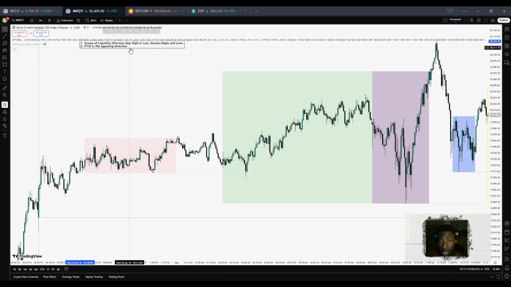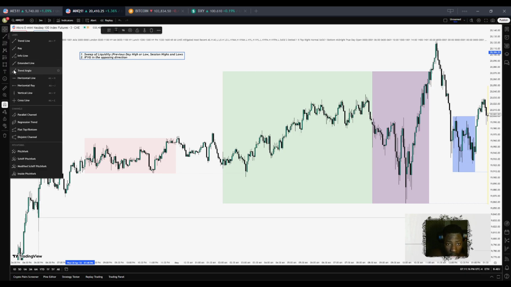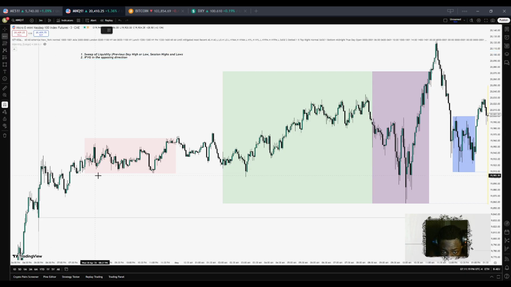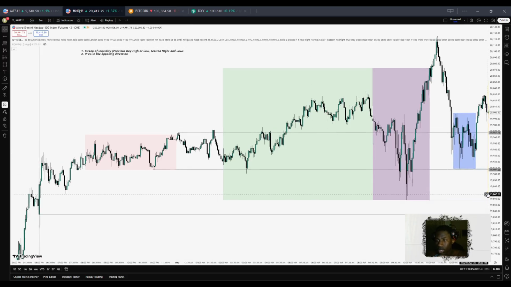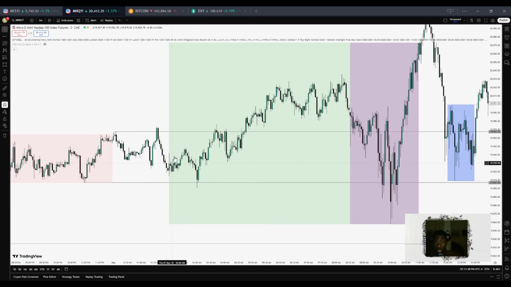So checklist one is previous day high or low sweep, or session highs or lows. Right here I'm gonna look at my Asia low, which is right here. I'm gonna mark it so you can see it. That's gonna be our Asia low, and this is gonna be our Asia high, with a bit of equal highs. Then we come into London consolidation.